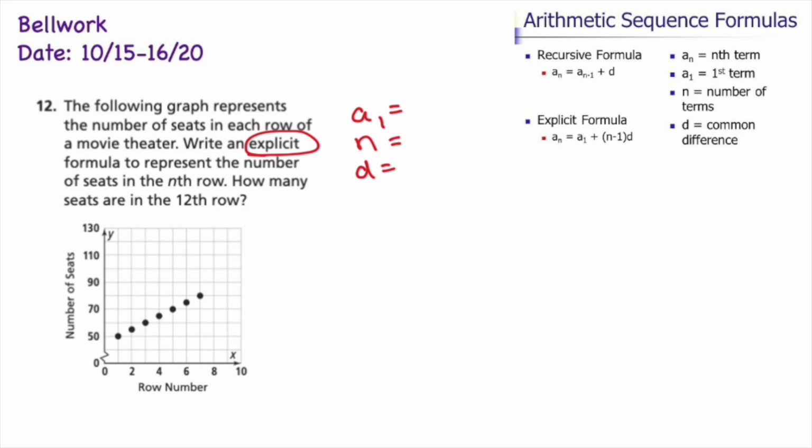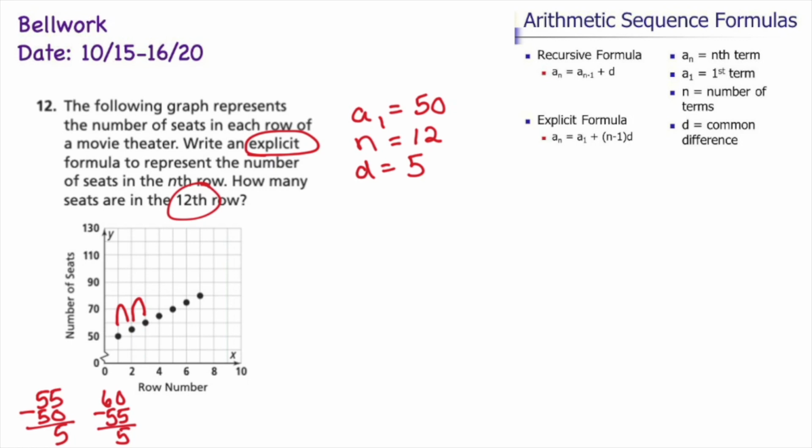Again, you're going to find a sub 1, n, and d. So a sub 1 is the first number in the sequence. And if you look at the graph, you can see that the first number in the sequence is 50. That's where the first y value is. N is the term you're looking for, which is 12, because they tell you the 12th row. And d is the common difference. And we're going to do the subtracting, but we just have to look at the graph for the numbers. So we're going to subtract the second minus the first, so that's 55 minus 50, which is 5. And then subtract the third minus the second, which is 60 minus 55, and that's also 5. So your common difference is 5.